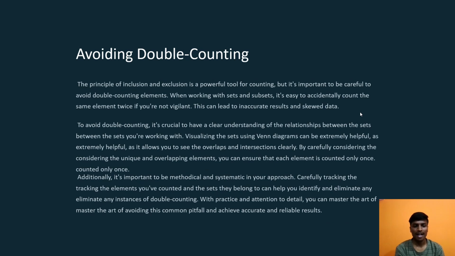Carefully tracking the elements you have counted and the sets they belong to can help you identify any instance of double counting with precise attention to detail. You can master the art of avoiding this common pitfall and achieve accurate and reliable results.